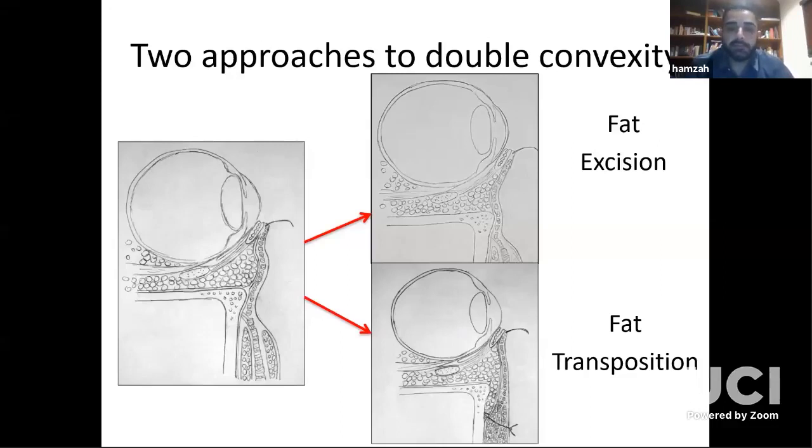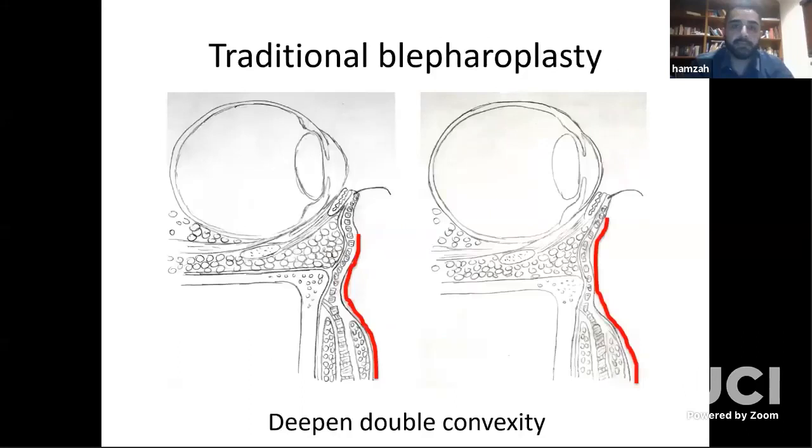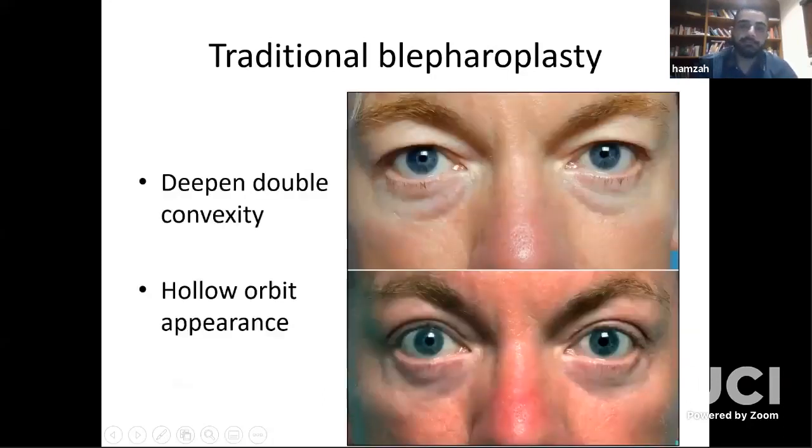And so the concept of not removing the fat, but rather transposing this fat to achieve a better, smoother lid face junction has been proposed. And so you can see in this animation that the traditional blepharoplasty addresses the blepharoplasty fat pockets, and what it can actually do is accentuate this double convexity. And that's seen in this patient here. So came in for lower eyelid blepharoplasty, had fat removal, and here you can see the accentuation of the double convexity.